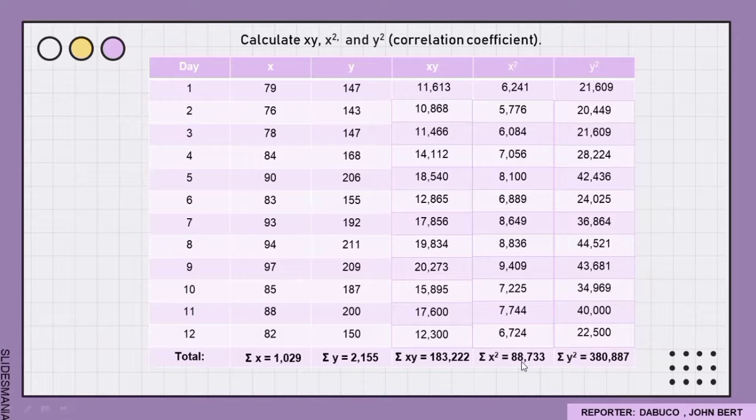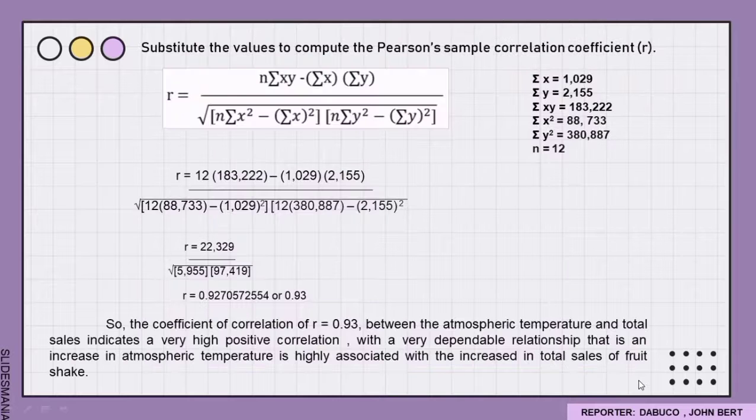183,222. The sigma x squared, the total from day 1 to day 12, is 88,733. The sigma y squared is 380,887. This is how I got the data to get these values. So the n is 12 days.